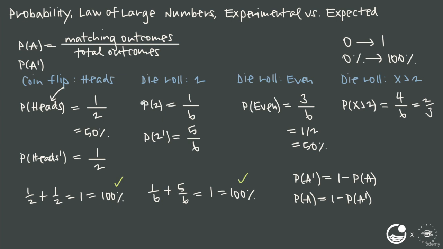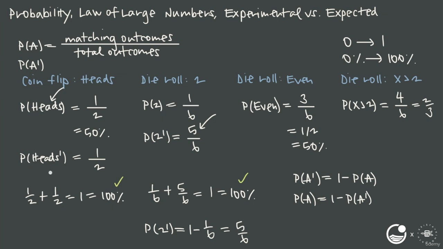In other words, if we know that the probability of rolling a 2 is 1 over 6, and we want to calculate the probability of not rolling a 2, all we have to do is say the probability of not rolling a 2 has to be equal to 1 minus the probability of rolling a 2. So 1 minus the probability of rolling a 2 is 1 over 6. So we get 1 minus 1 over 6, or 5 over 6. 5 over 6 has to be the probability of not rolling a 2, which is in fact exactly what we saw here.